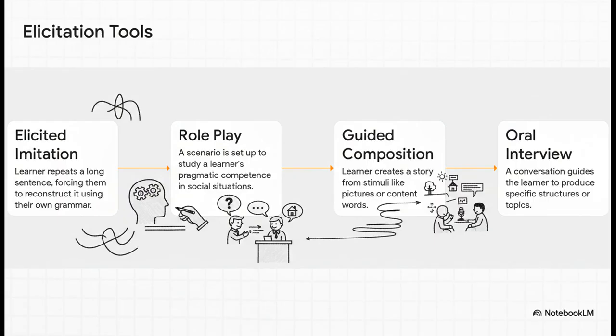First, there's elicited imitation. You ask a learner to repeat a sentence that's way too long to just memorize. This forces them to rebuild it using their own internal grammar rules, which tells you what they actually know. Then you have role play, where you set up a situation like, okay, pretend you need to politely ask your boss for a day off. This tests their social language skills. Guided composition is where you give them a comic strip with no words and have them tell the story. And of course, there's the classic oral interview, which is just a conversation where the researcher is subtly steering things to get the learner to use certain language.